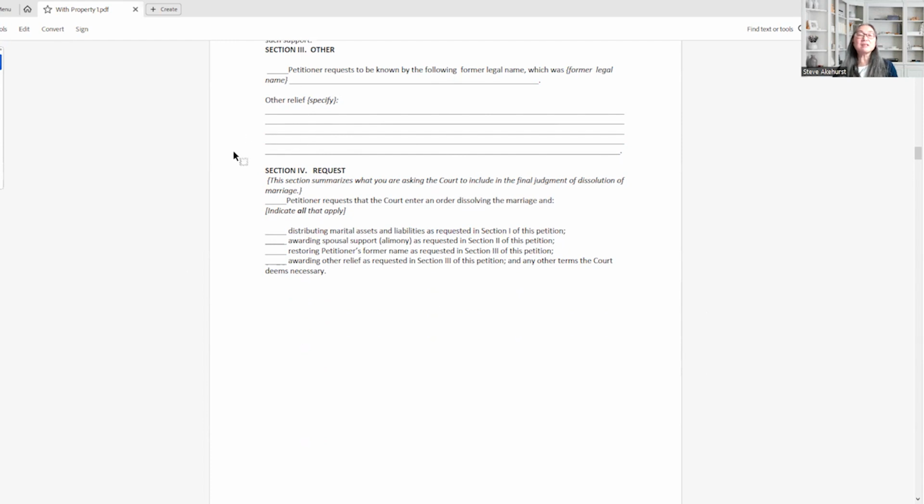And request, this is the summary section. So this is where you write everything you requested. So you're saying you want the dissolution. Did you have any assets? If you didn't, leave it blank. If you had alimony, leave it blank. Restoring name, leave it blank. If you ask for it, you're going to have to check it. So, oh yes, I want my name changed. Yes. Do you want alimony? Yes. Do you want to distribute marital assets and liability? Yes. So you would check whichever one applies.